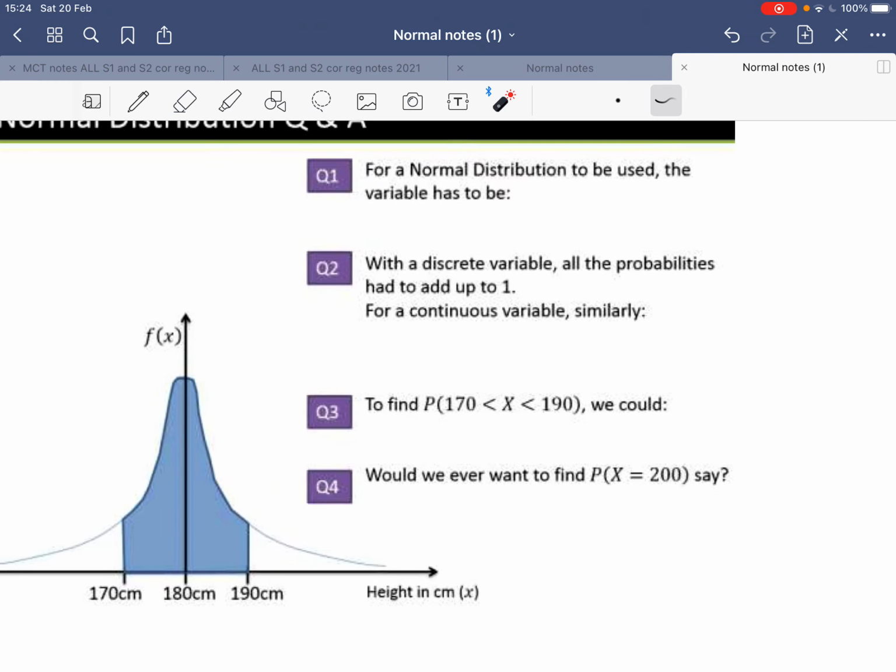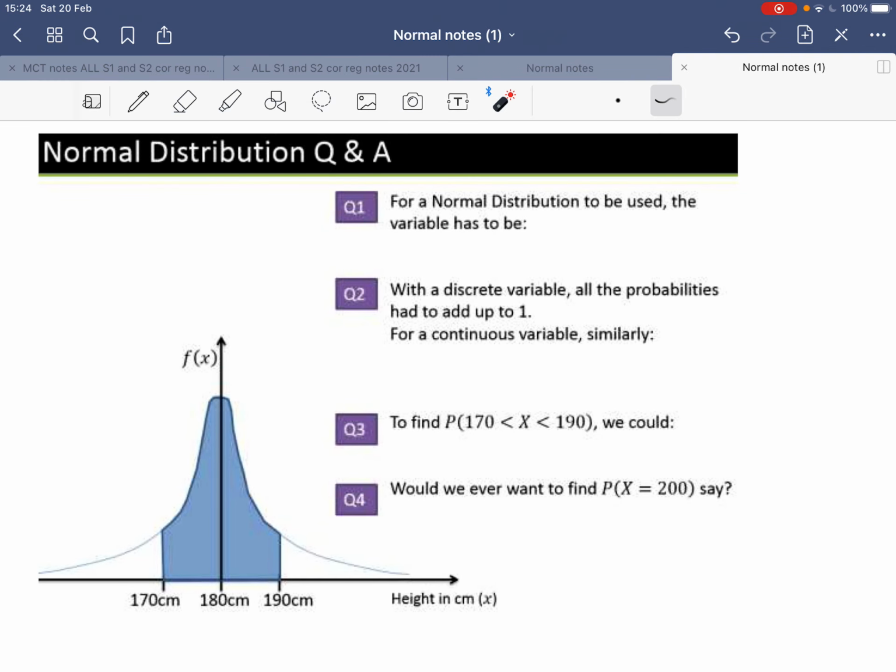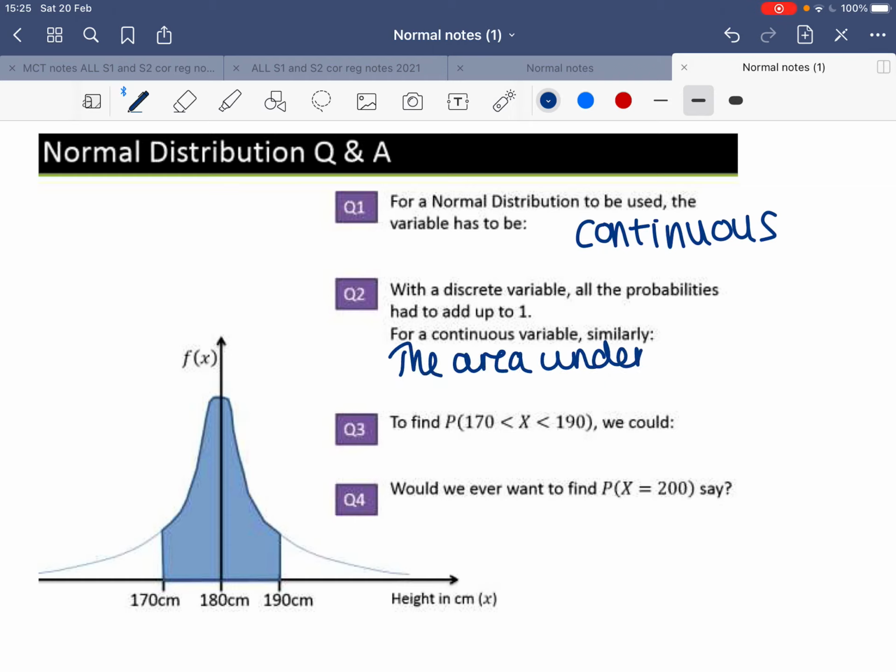So let's see if we can answer some of these questions. So, normal distribution question and answer. For a normal distribution to be used, the variable has to be, and I hope that you pick this up, continuous. With a discrete variable, all the probabilities have to add up to 1. For a continuous variable, similarly, the area under the curve is 1.